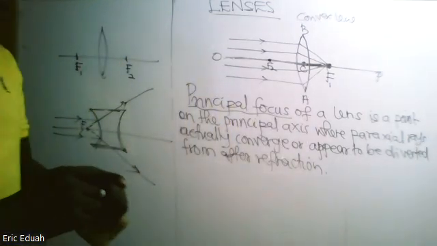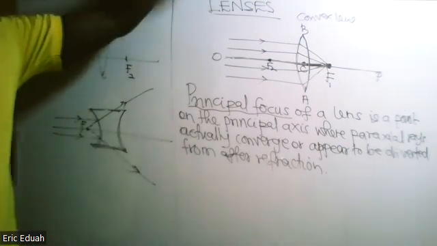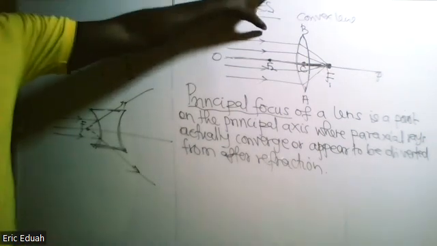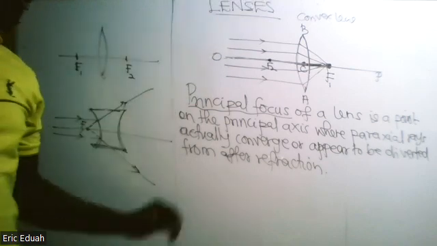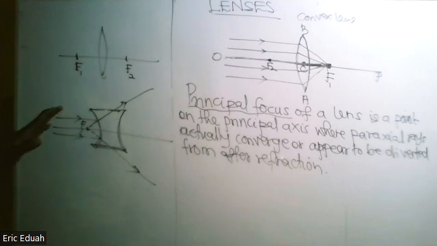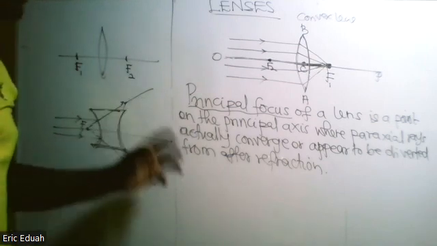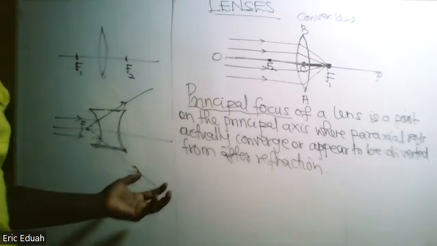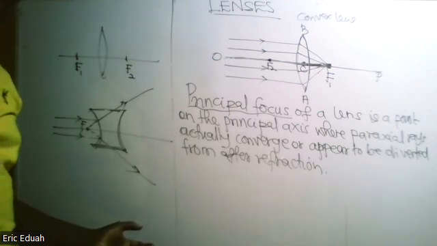And because of this, as Akofala said, convex lenses have a real principal focus, and then concave lens has a virtual principal focus, okay?